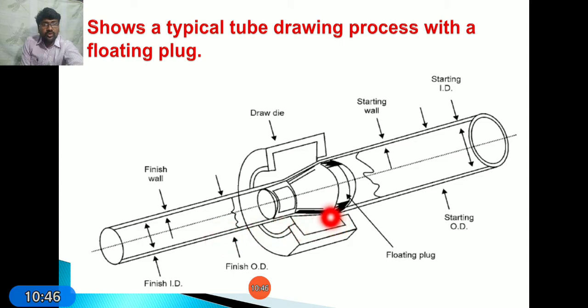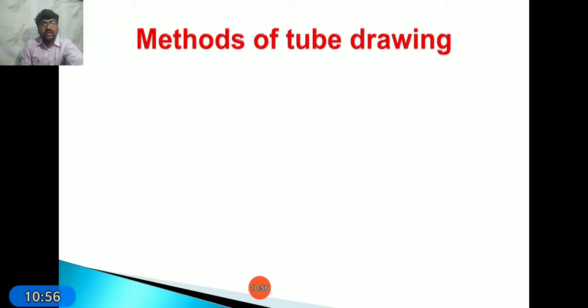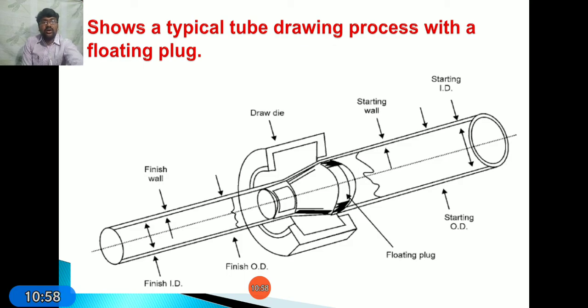Here we use a floating plug for maintaining the required internal thickness. Like that, the tube drawing process will be completed. After that, observe here, the finished outer diameter, internal diameter and wall thickness, all parameters we have to reduce based on the size of the die. Like that, we have to carry out the tube drawing process.